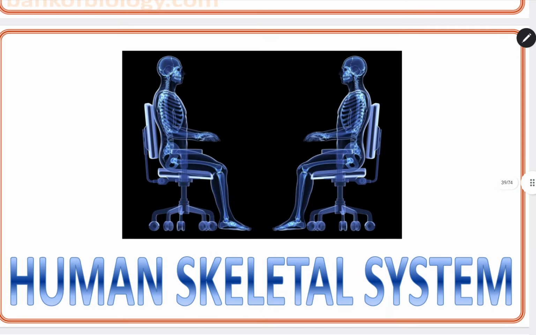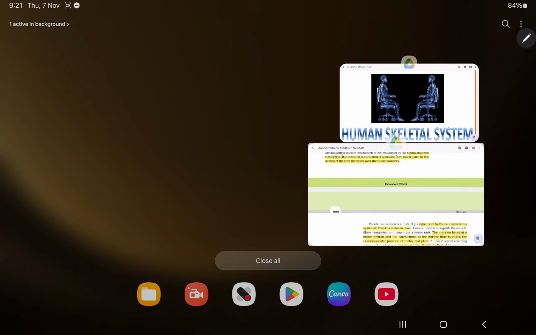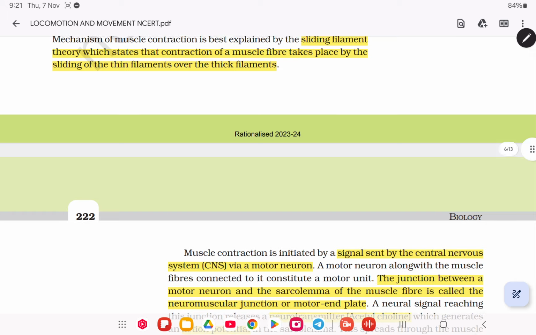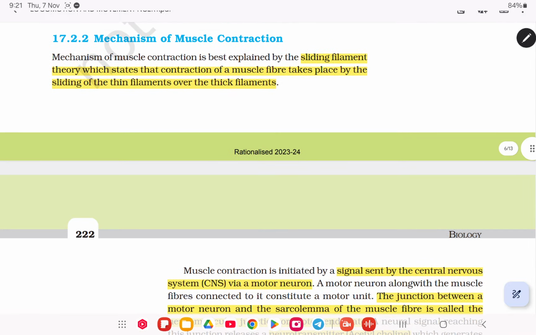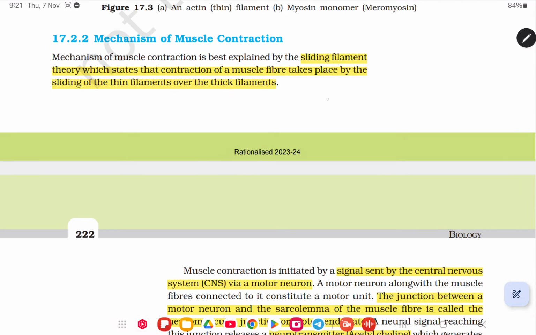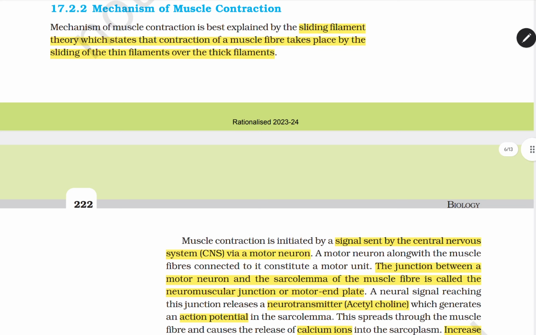Now coming to the human skeletal system. Before starting, let's see what your NCERT says. Sliding filament theory, as I told you, is that contraction of muscle fiber takes place by the sliding of the thin filament over the thick filament.